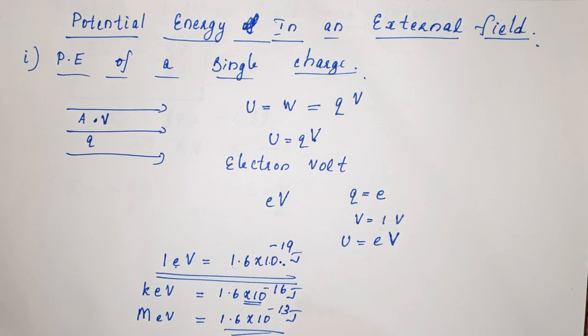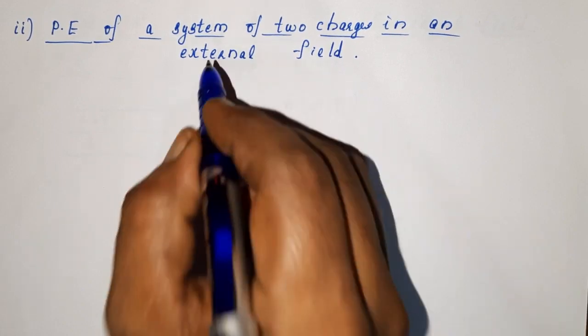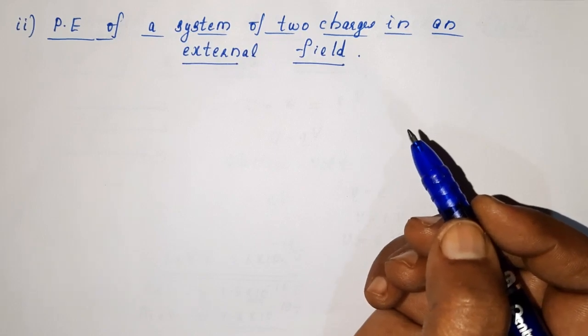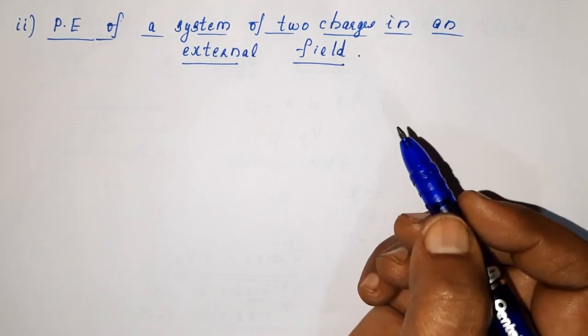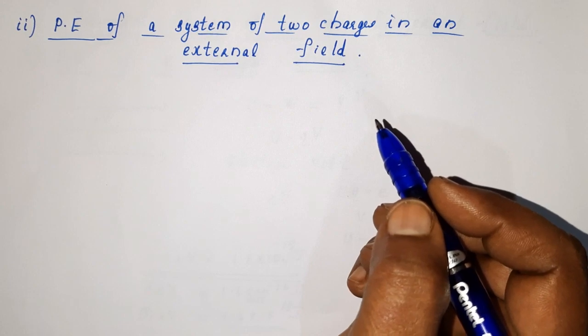Hope it is clear. Coming to the next part of the discussion, that is the second part, potential energy of a system of two charges in an external field. So far we were discussing potential energy of a single charge. Now we are coming to potential energy of a system of two charges, in an external field.